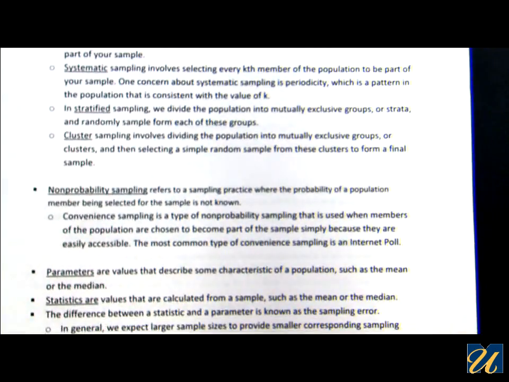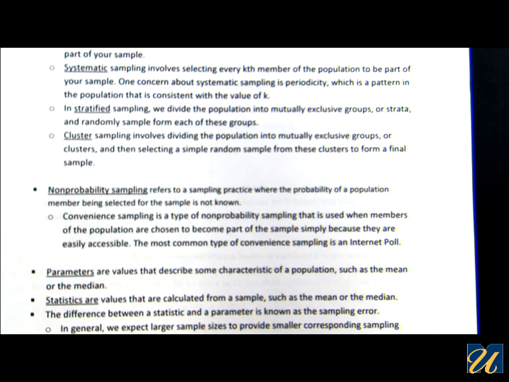Now, non-probability sampling refers to a sampling practice in which the probability of a population member being selected for the sample is not known. Convenience sampling is a type of non-probability sampling that is used when members of the population are chosen to become part of the sample simply because they are easily accessible. The most common type of convenience sampling is an internet poll.